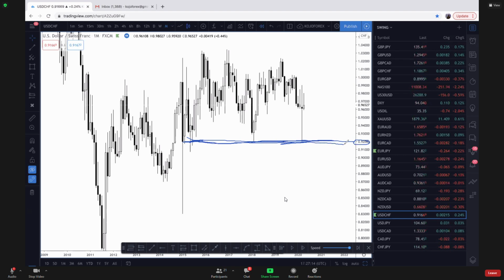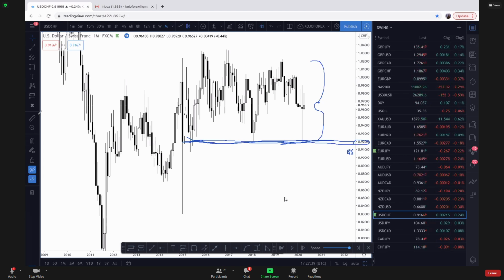So 0.9200 becomes my monthly support. That's why you see me written the little MS, right? So that MS you're seeing there basically represents monthly support of 0.9200 for USD Swiss franc. The only thing I do next is to calculate 1,000 pips from the 0.9200 on the upside, right? Wherever it may want to go, I don't care about that.